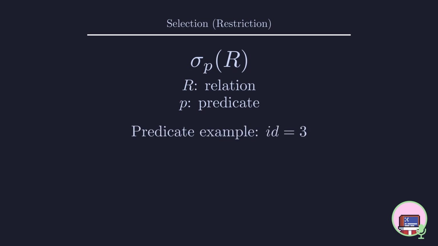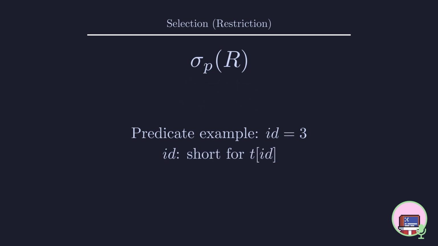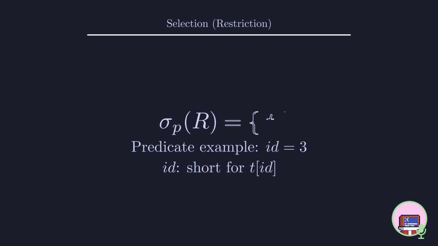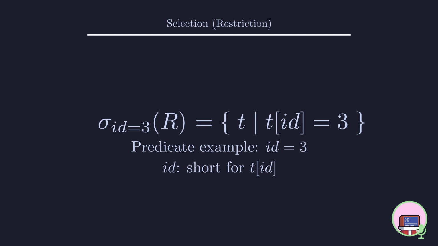Here, if ID is an attribute name, it is short for T indexed by the ID attribute. Hence, we can define the selection as sigma of R on P is equal to the set of all tuples T such that P. If we substitute ID equals 3 as our predicate, we get the selection of R on the condition that ID equals 3, which corresponds to all tuples T such that T indexed by ID is equal to 3.